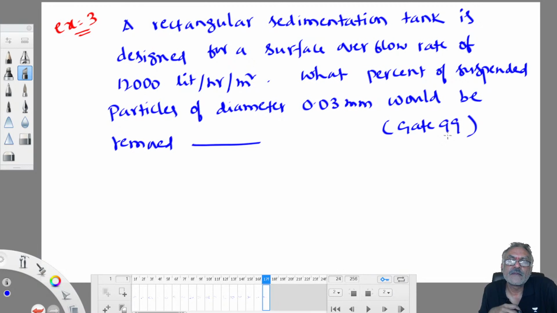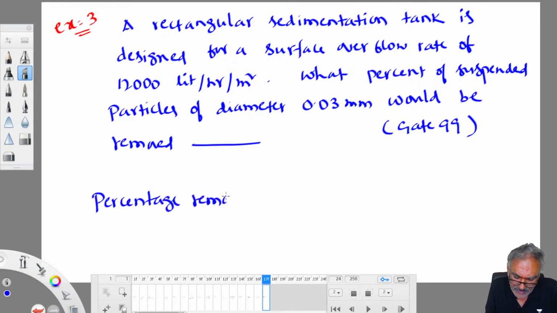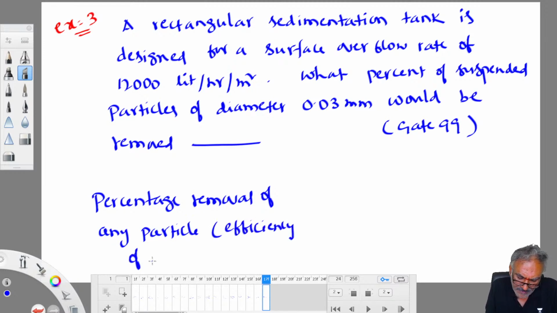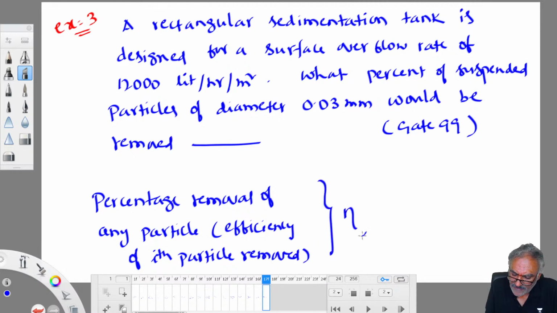What is the percentage removal? What percent of suspended particles of diameter would be removed? What percentage of the particles of diameter 0.03 mm are removed? Percentage removal of any particle is nothing but the efficiency of particle removal. So it is the efficiency of the ith particle: the settling velocity of the ith particle divided by V0, for which the sedimentation tank is designed, into 100.